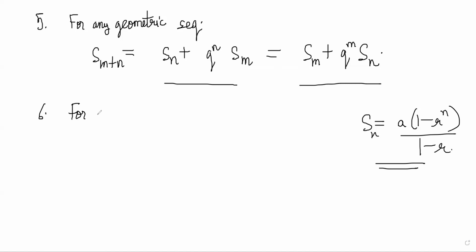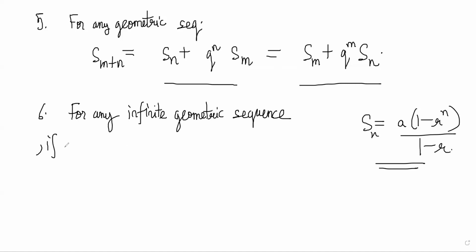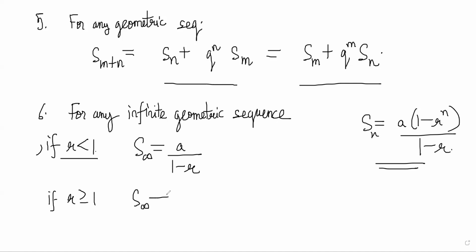For any infinite geometric sequence, if common ratio r is less than 1, the sum to infinity is given by a by 1 minus r, where a is the first term and r is the common ratio. If r is greater than or equal to 1, the sum to infinity diverges. So it is also infinity, because the geometric sequence will be monotonically increasing in that case, right?